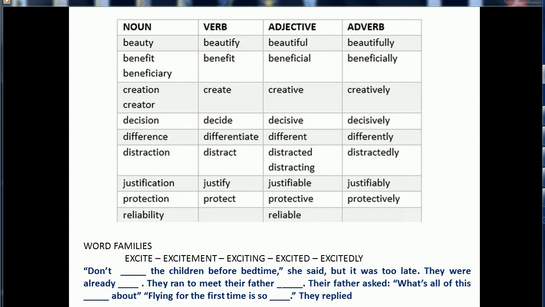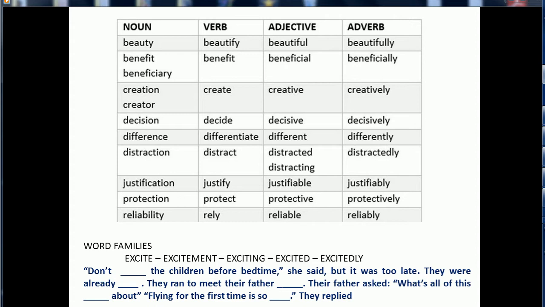And finally, guys, we have the noun reliability. The verb for reliability is rely. And then reliable is there. And do you know what the adverb is for reliable? Reliably. Perfect. So now take a look at the next passage. We have word families: excite, excitement, exciting, excited, excitedly.